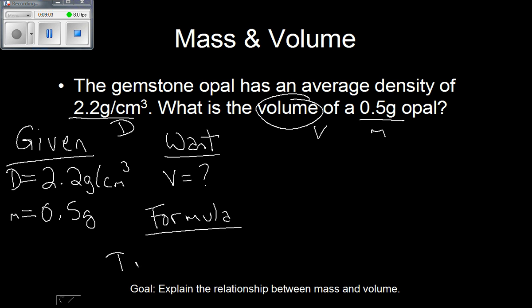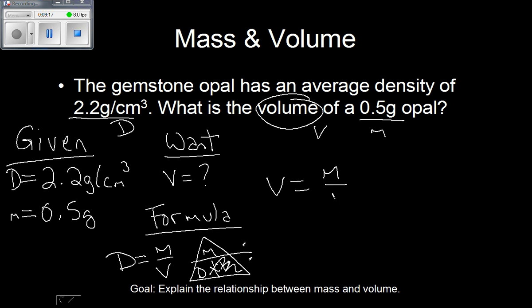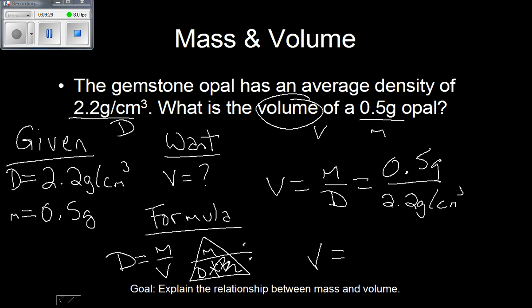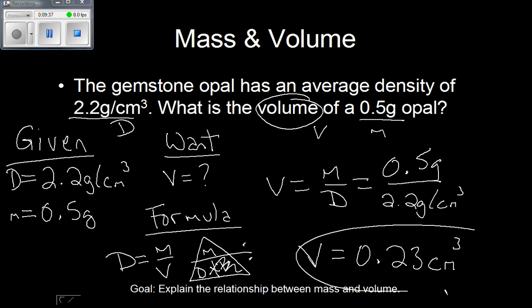At this point, you can either use the formula as is and rearrange it to solve for V, or you can use your triangle to solve for V. And you find that V is m over d. So that's 0.5 grams over 2.2 grams per cubic centimeter. And you find that V is 0.23 cubic centimeters.